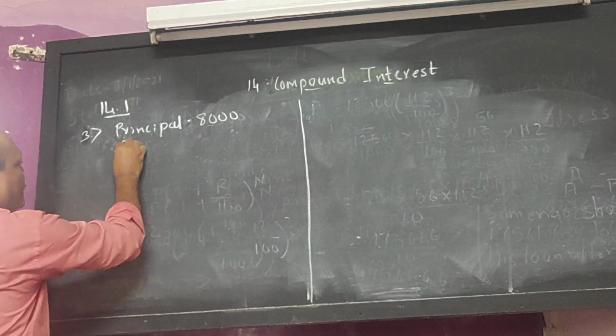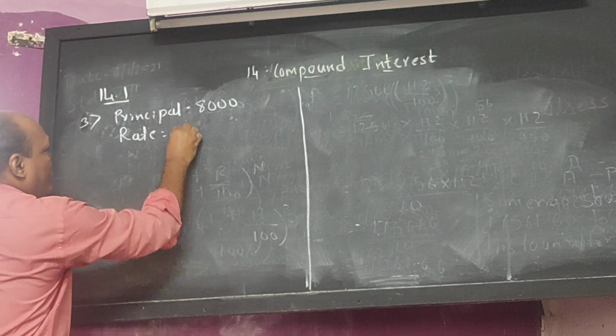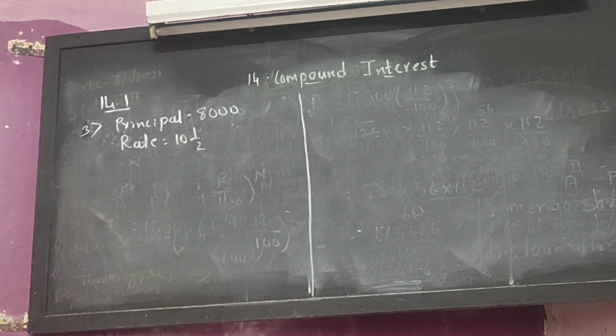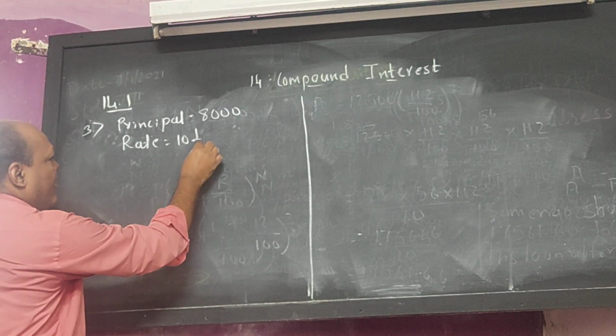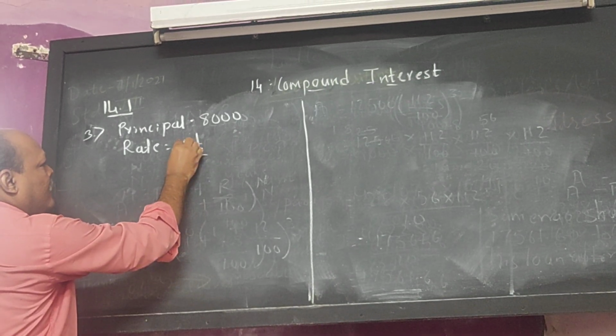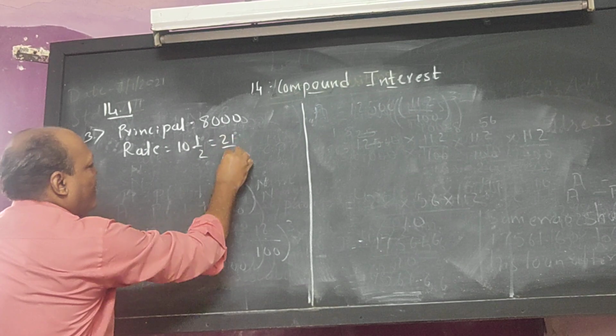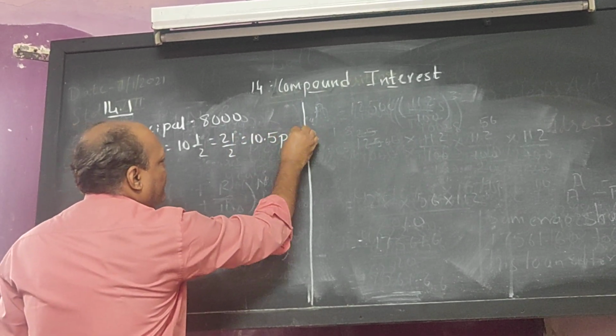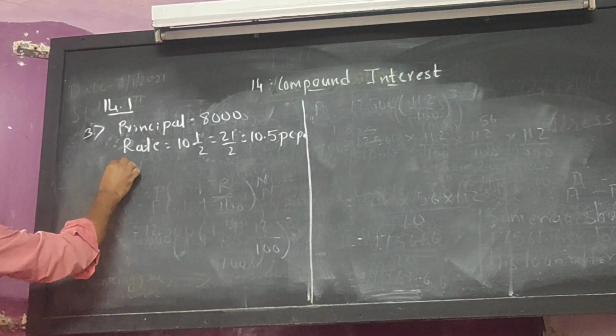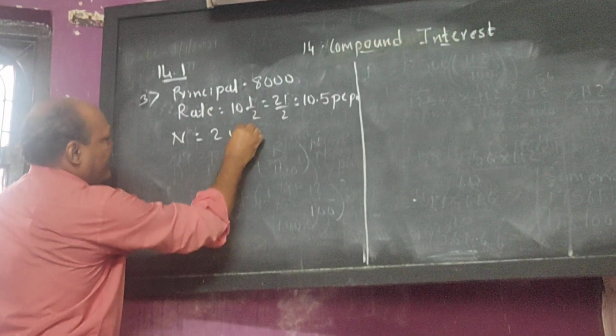R is given to you. Rate is given to you, 10.5. It is given in a mixed fraction. We have to convert it into a decimal fraction, decimal point. So here what you will get? 10 and 1 upon 2, that is 21 upon 2, which will convert into point, 10.5%. N is given to you, after 2 years, that is 2 years.